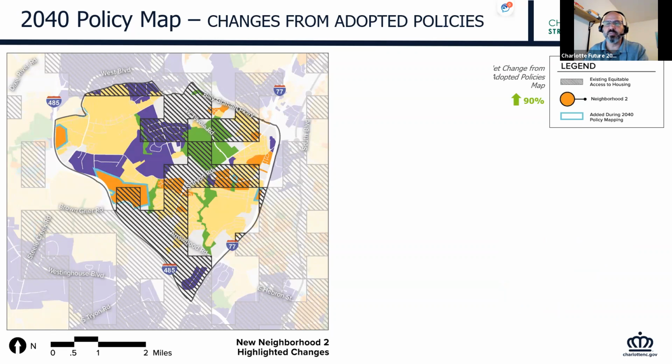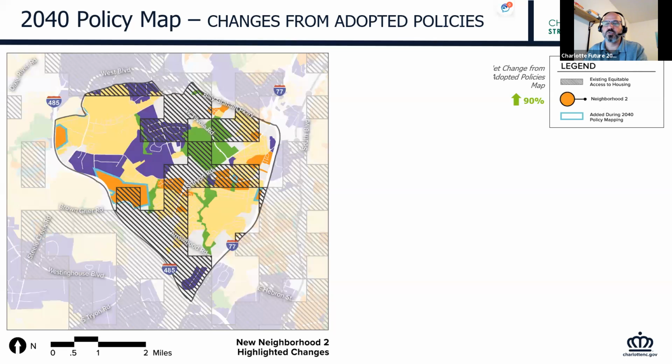So neighborhood 2 is a place type that helps provide more housing opportunities because it allows a wider range of building types, from quadruplexes and townhomes to apartments. So by finding opportunities to allow neighborhood 2 in this area, we think more housing choices will be constructed in this area in the future.